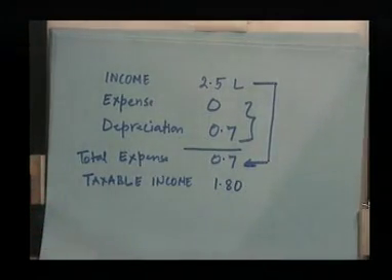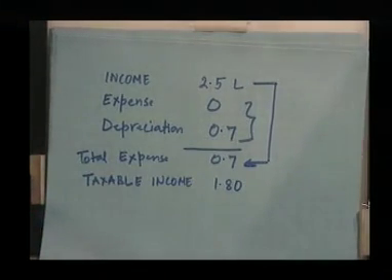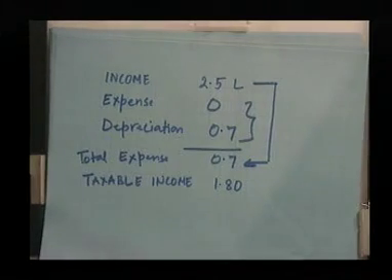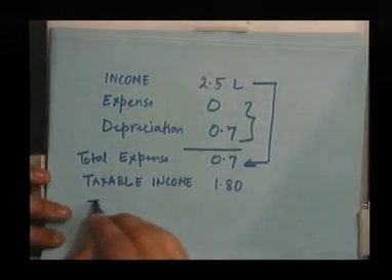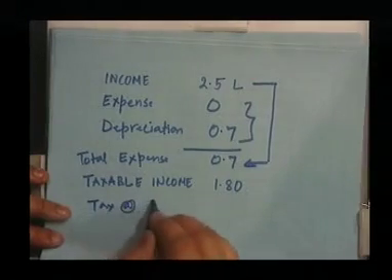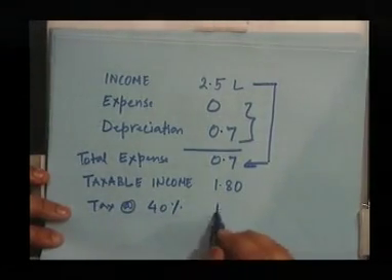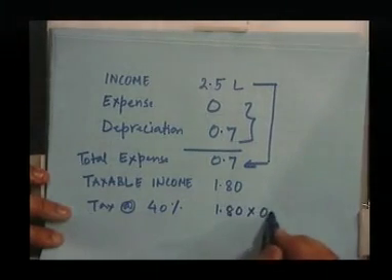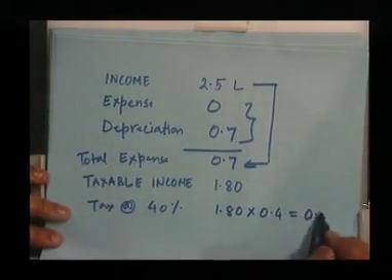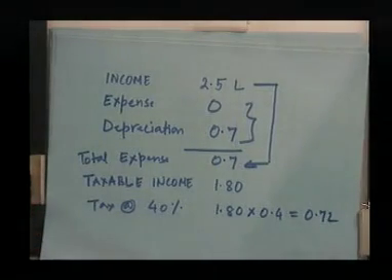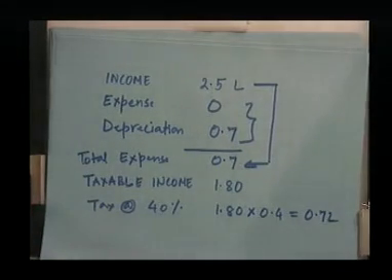How have I arrived at 1.80? By subtracting 0.7, which is the total expense, from my gross income. Gross income is 2.5 lakhs. Now, on this, suppose I take 40% tax. So, tax at the rate of 40% would work out to 1.8 into 0.4, which would be 0.72. So, what is happening? I am getting a tax liability of 0.72 lakhs only.